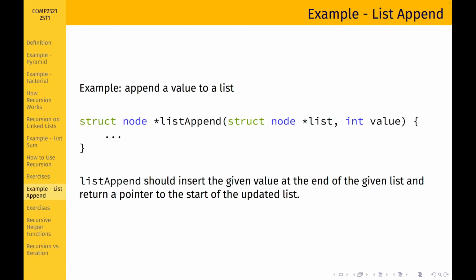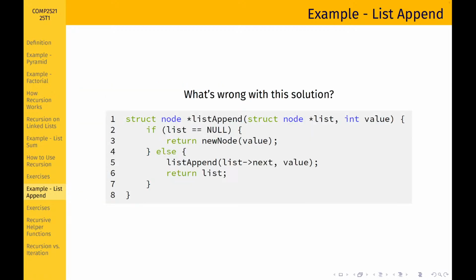Cool, so here is one attempt at list append. Given what you know about recursion on linked lists, here's something that you might cook up. If list equals null, if the list is empty, then return a node containing that value. So that's our base case. And otherwise, we just append the value to the rest of the list: list append list next, value, and then return list. This sounds really reasonable, but there is a slight problem with it.